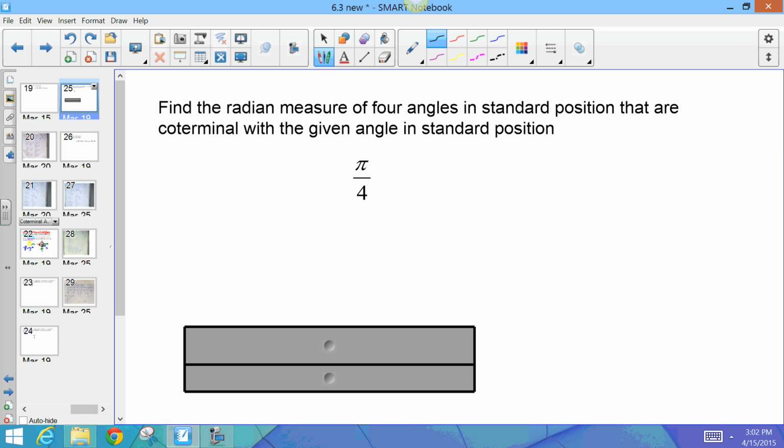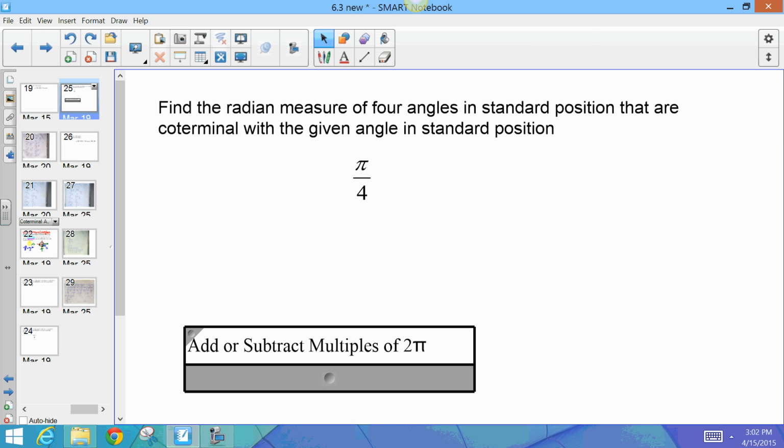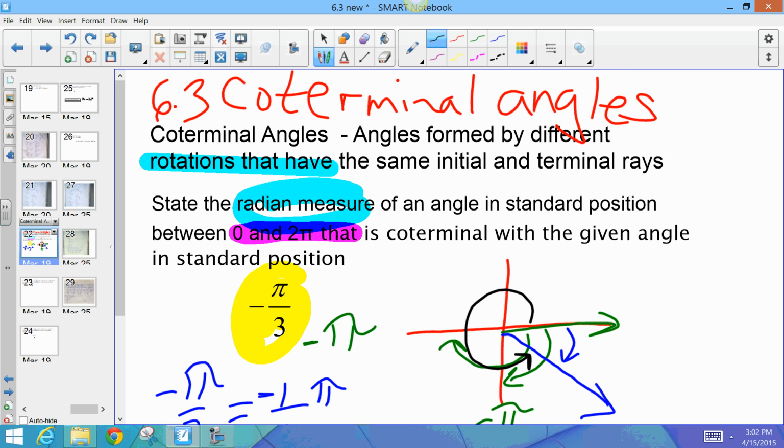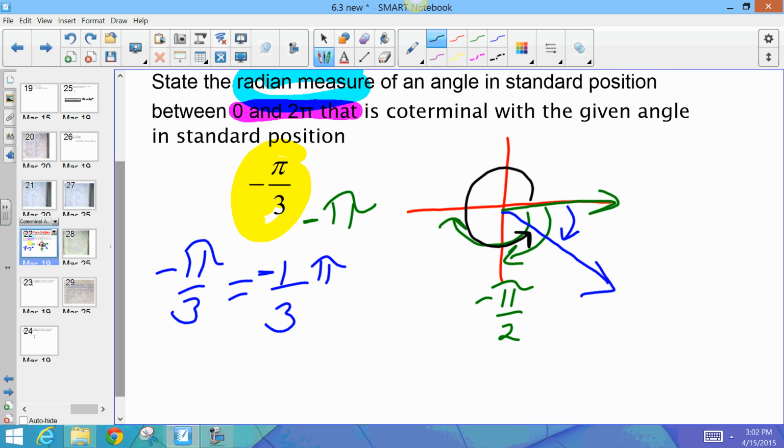In degrees, we'll come back to this slide later, but I just want to show you these. I'm going to jump around a little bit. In degrees, in order to find coterminal angles, we added or subtracted multiples of 360. Here, I'm going to add and subtract multiples of 2 pi. Why? Because 2 pi in radians is equal to 360 degrees. So the concept is the same. I'm adding or subtracting multiples of a circle. If I'm doing it in radians, I'm adding and subtracting multiples of 2 pi.